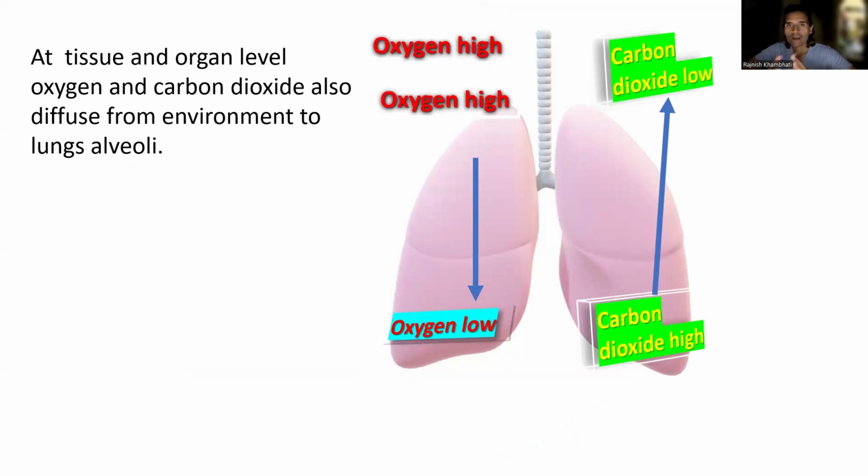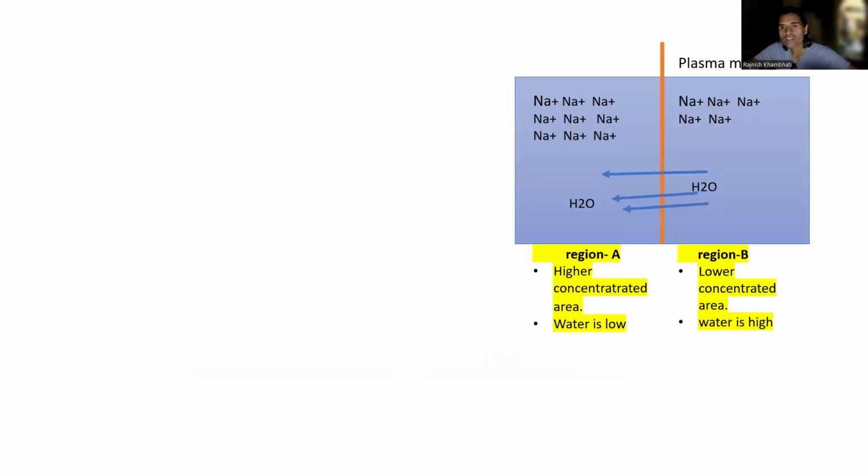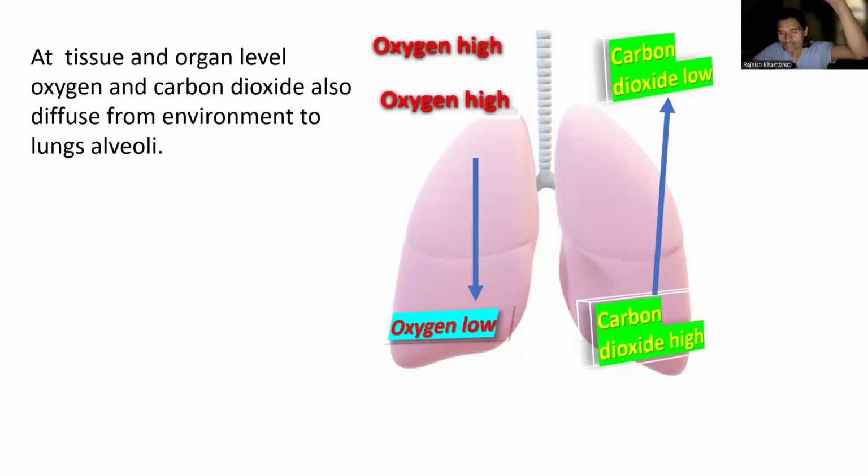Similarly, one more example of diffusion is how we are able to respire, breathe. You can see the visuals over here. Oxygen is high outside and low in your lungs, whereas carbon dioxide is high in your lungs and low outside. That is why oxygen will come from outside to inside and carbon dioxide will exit your lungs through diffusion.